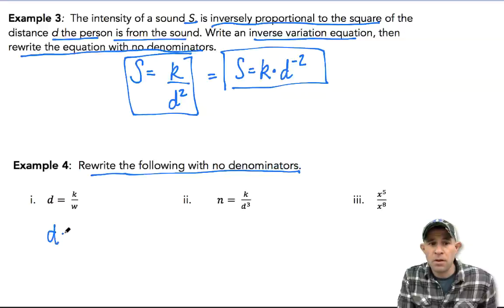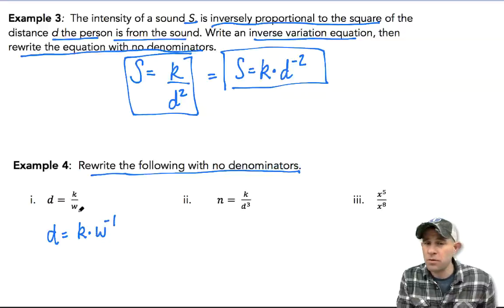So this can be rewritten as d equals k times w to the negative 1st power. So what we're doing is we're pulling that variable out of the denominator and writing it with that negative exponent instead.